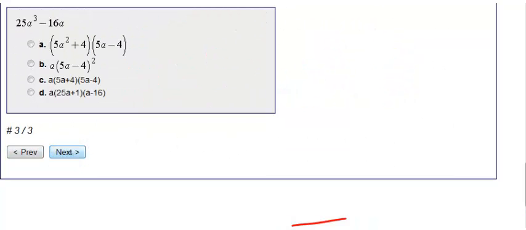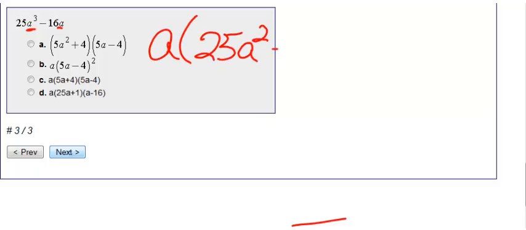Okay, number 3. Again, we double check. We see we have 25a to the third minus 16a. This one's a little bit different because I can actually pull something out. I see that I can pull out an a out of both of those. So if I pull out an a, I'm left with 25a squared minus 16.